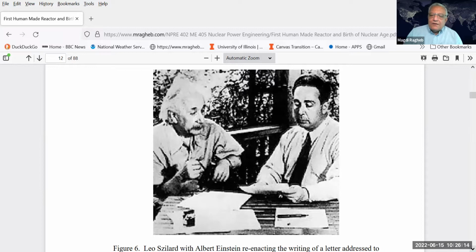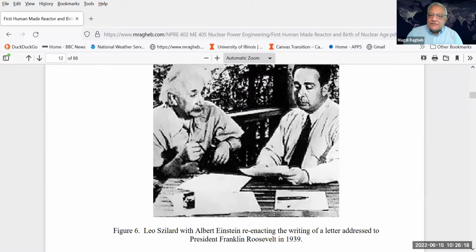Came in a gentleman, Mr. shown here, Leo Szilard from Hungary, and he convinced Albert Einstein, in that case, to write a letter.